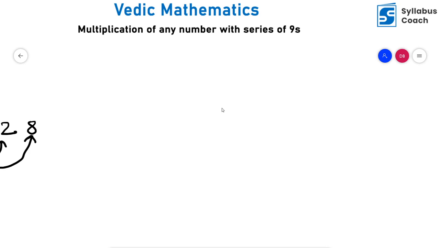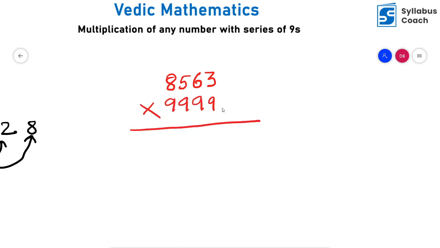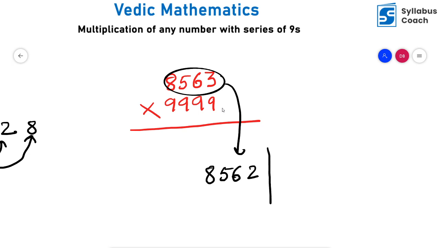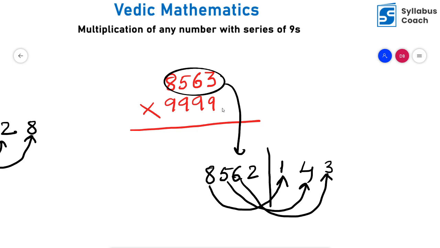So let's do it with four digits, which is 8, 5, 6, 3, and then 9, 9, 9, 9, right? This is what you need to do. What is the first step? The first step is reducing it by 1. What is it? Reduce it by 1, which is 8, 5, 6, 2. What is the second step? Reduce each of these numbers from 9. So what is 9 minus 8? 1. 9 minus 5? 4. 9 minus 6? 3. And what is 9 minus 2? 7. Simple. So the answer for this question is 8, 5, 6, 2, 1, 4, 3, 7.